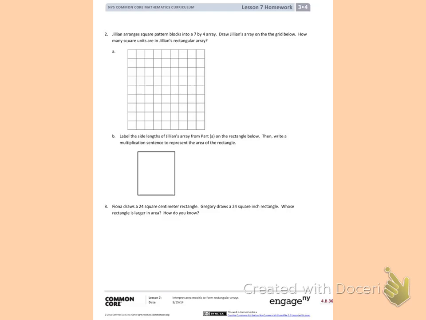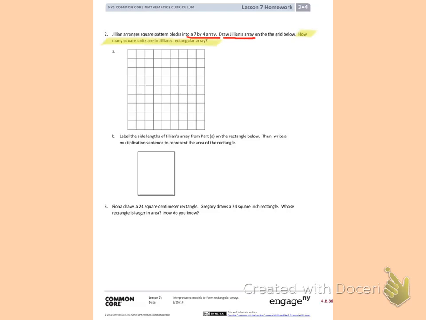Let's underline the important details. 7x4 array. Draw Jillian's array. Now I'll highlight the question. How many square units are in Jillian's rectangular array? All right, let's go ahead and start by drawing the array.